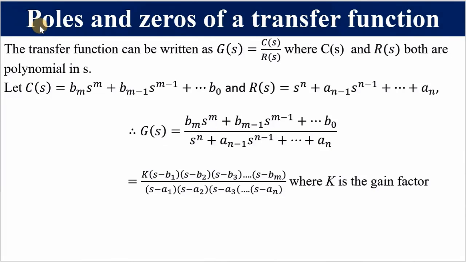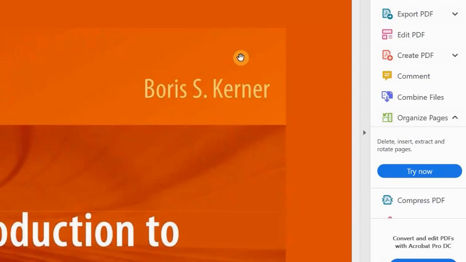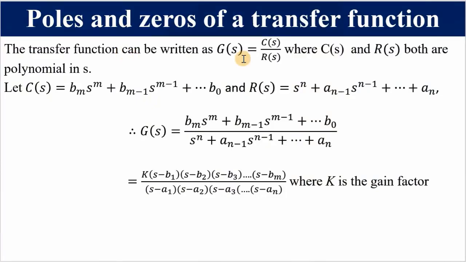We are now going deeper and deeper, this time into poles and zeros of a transfer function, and we are going to start by defining the two polynomials. The transfer function G(s) is equal to the response of the system C(s) divided by the reference input R(s), where these two terms are polynomials in s. We let C(s) be this polynomial and R(s) be this polynomial. So the transfer function can be written as this polynomial divided by this polynomial, and this can also be written as this. K is the gain.